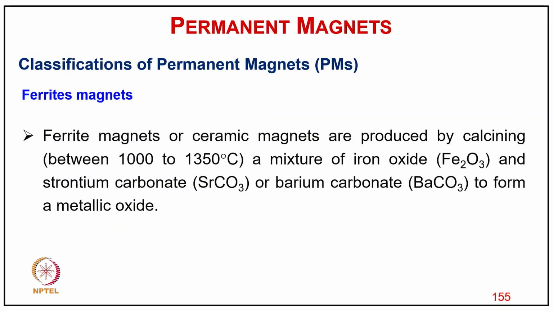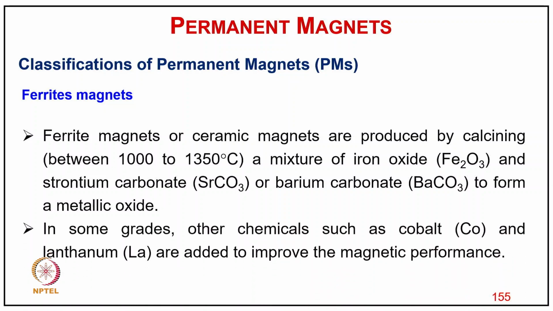Then we have ferrite magnets that are also very extensively used now. Ferrite magnets are ceramic magnets produced by calcining a mixture of iron oxide and strontium carbonate or barium carbonate, which are metallic oxides, and these ferrite magnets are now very extensively used in ceiling fan rotors. In some grades, other chemicals such as cobalt and lithium are also added to improve the magnetic performance.